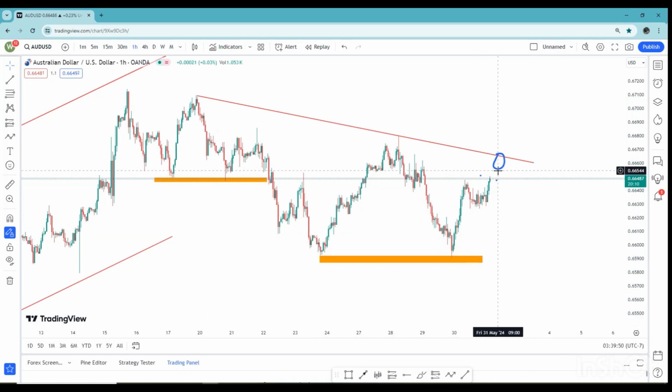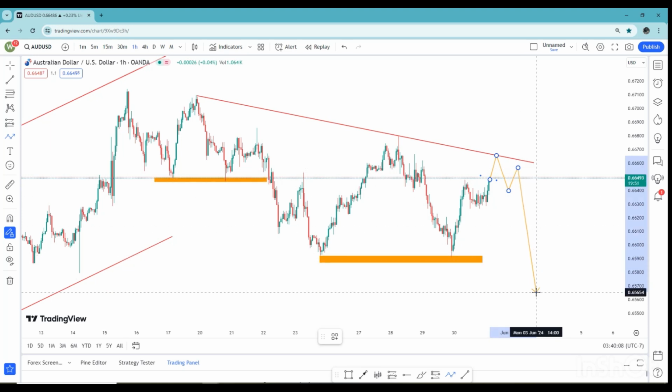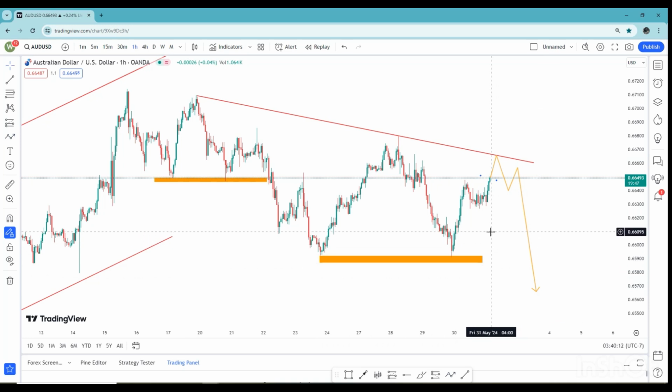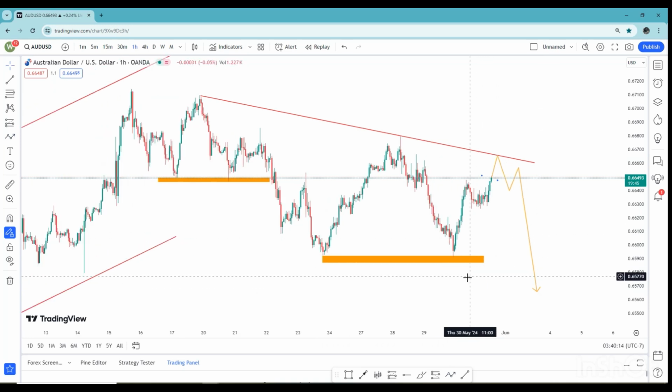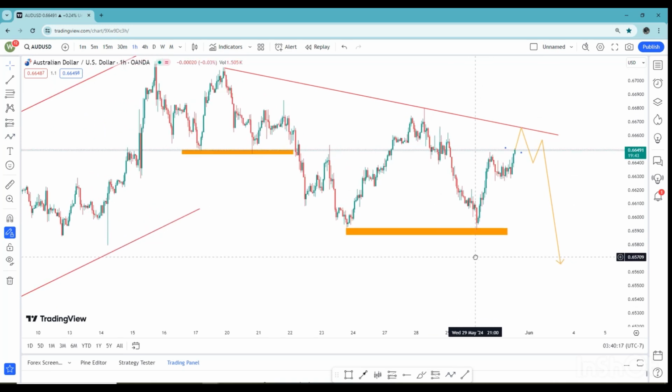I'll be expecting something like this. Touch the 30, touch, pull back to this area, or maybe a little bit, and pull back and continuation on downtrend. So this is what we're expecting from AUD USD.